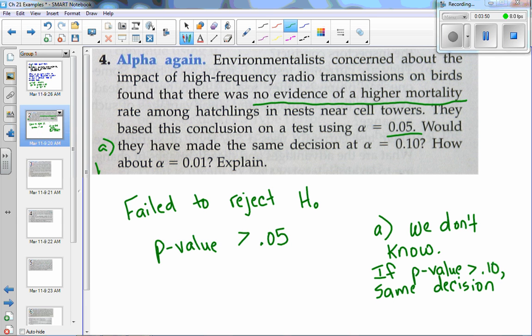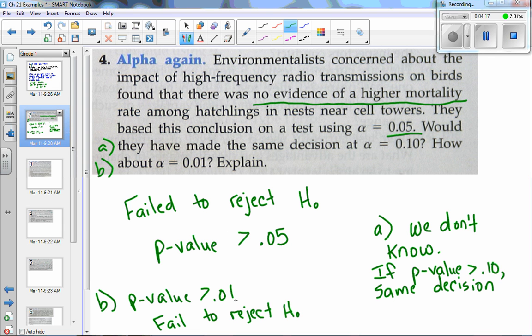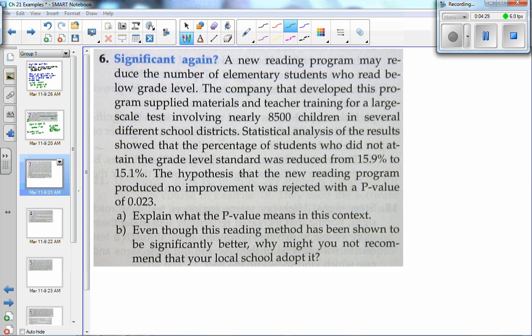So then part B, how about alpha is 0.01? Well, for that one, since the p-value is greater than 0.05, then that means it's also greater than 0.01. So the p-value would be greater than 0.01, so they would fail to reject. Remember, low p-values reject H naught. Even though you might look at something like that and say, well, 0.02 would be low, if your alpha level is 0.01, you would have to be below your alpha level in order to reject the null hypotheses.